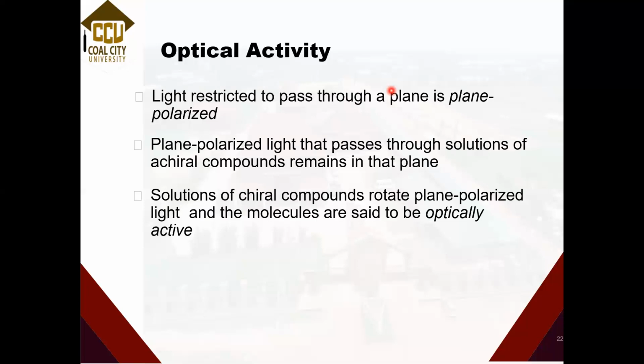Also, solutions of chiral compounds rotate plane polarized light, and the molecules are said to be optically active. On the contrary to achiral compounds, when we have a solution of chiral compounds, it rotates a plane polarized light, and the molecules are said to be optically active. So whenever we observe that a molecule rotates a plane polarized light, then we say that molecule is optically active.